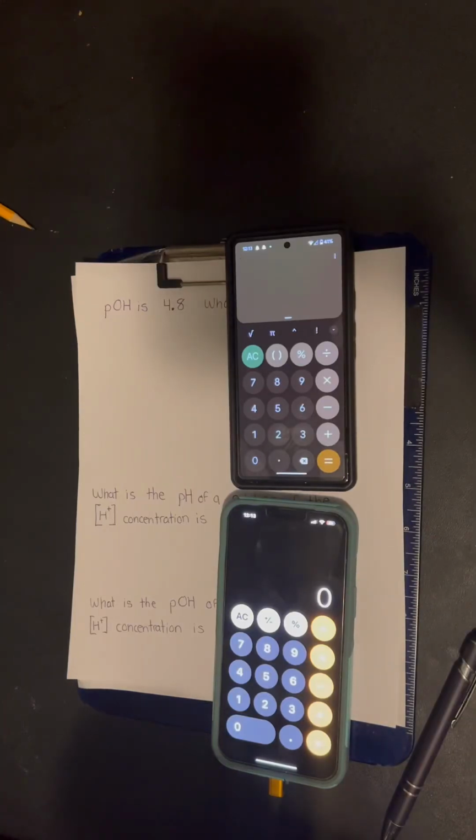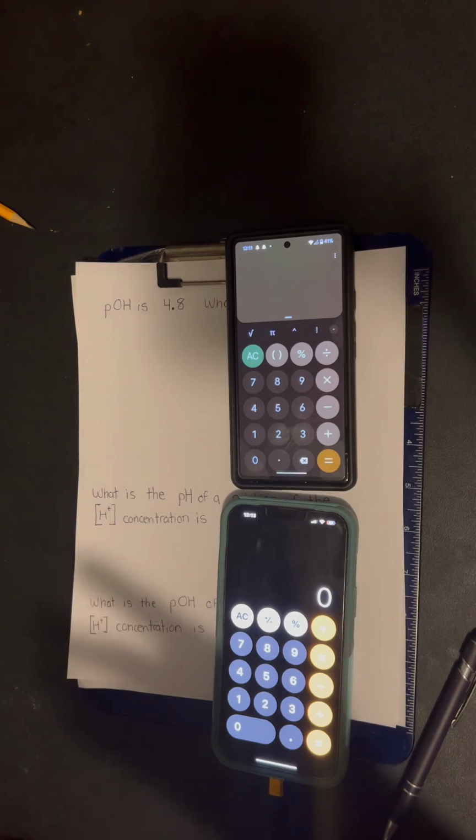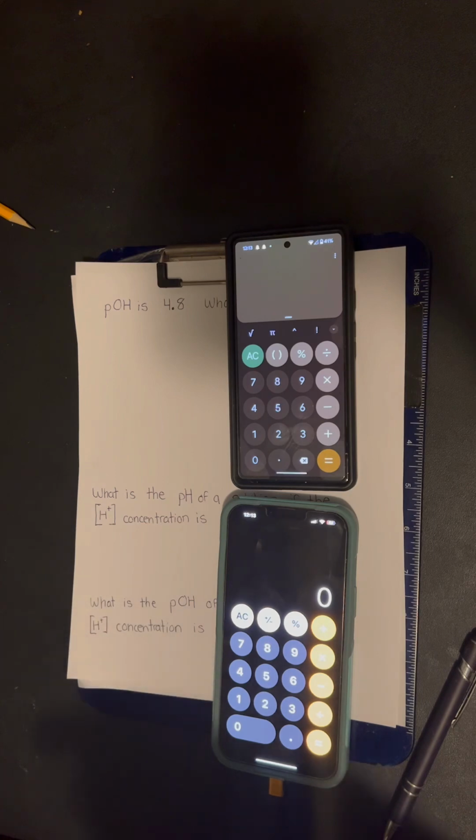In this video, I am going to show you how to calculate the pOH and the pH and the hydronium ion or the hydrogen ion concentration using both an iPhone calculator and an Android calculator. Because most people do not have scientific calculators at home, so it's a good way to know how to do it using your phone calculator when you don't have a scientific calculator.